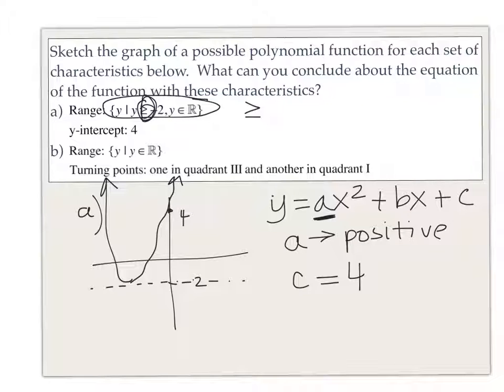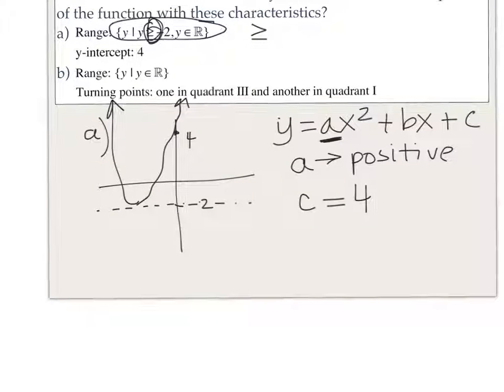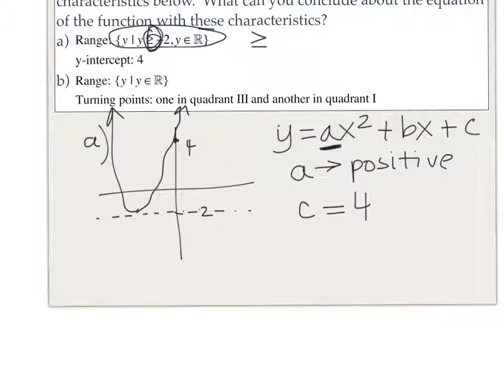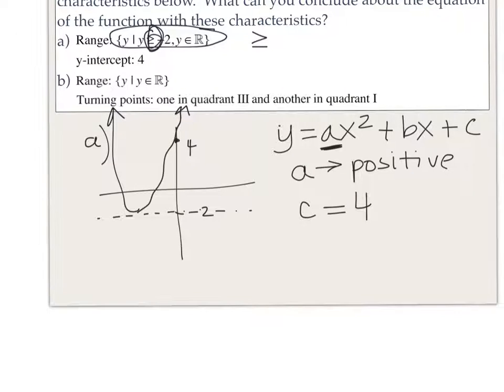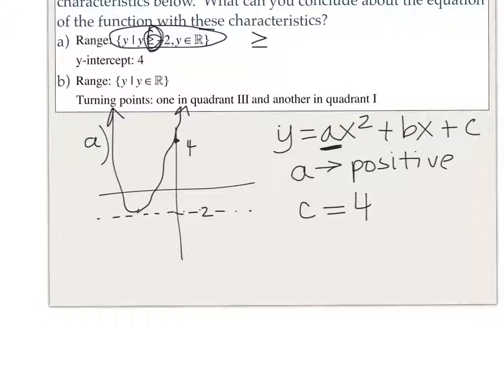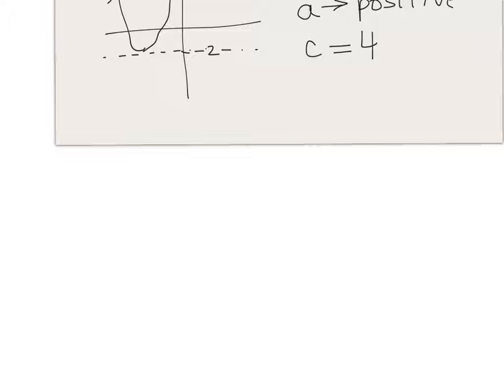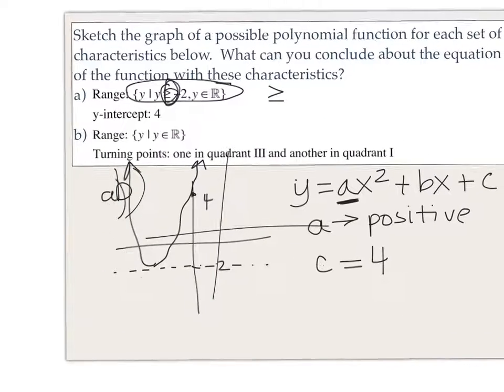Okay, now the second one, it says the range is all real numbers. And there are turning points. There's one in quadrant 3 and another in quadrant 1. So if a graph has 2 turning points, what type of graph is it? Cubic. It has to be cubic. Linear has none, and quadratic has 1. So if it has 2, it has to be cubic. And so again, you can draw any kind of thing you want really here, except we know it has to turn once in quadrant 3 and once in quadrant 1.